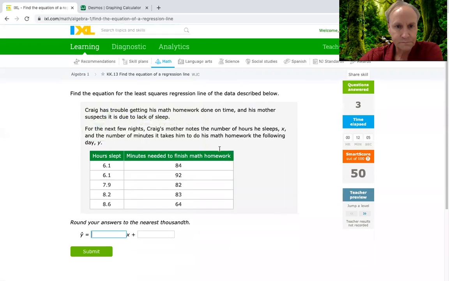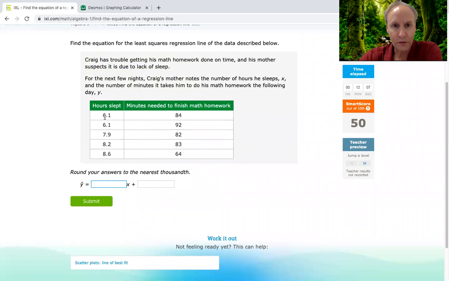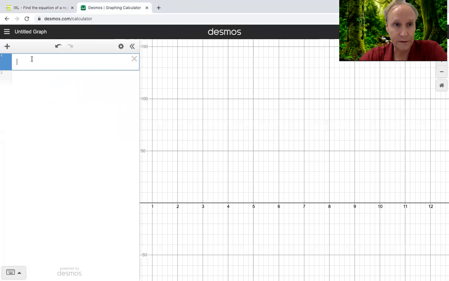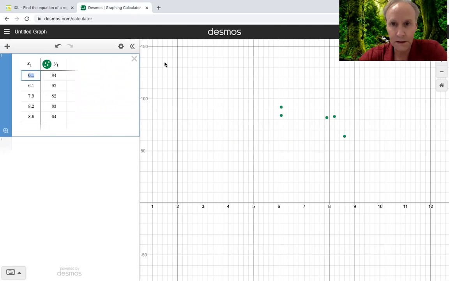All right, this one. Again, I'm just going to say hours slept, minutes needed to finish math homework. Maybe there's a correlation, maybe not. Let's take a look. We copy them, put them into our Desmos, get rid of these guys, go to a blank square and fill it in, and it is negatively correlated, as we did not expect. The more sleep, the longer it takes. See, maybe he's drowsy or something. This does definitely look like a negative correlation with no major outliers.